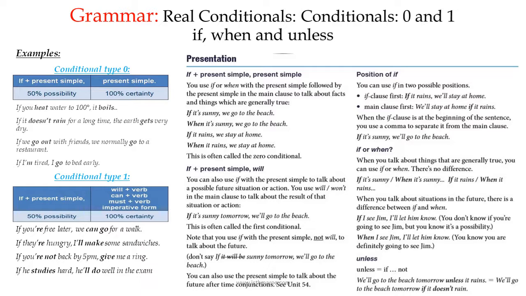If plus present simple plus will. You can also use if with the present simple to talk about a possible future situation or action. You use will or won't, which is the negative of will, it means will not, in the main clause to talk about the result of that situation or action. If it's sunny tomorrow, we will go to the beach. This is often called the first conditional. Note that you use if with the present simple, not will, to talk about the future. Don't say if it will be sunny tomorrow, we will go to the beach. You can also use the present simple to talk about the future after time conjunctions. Okay.